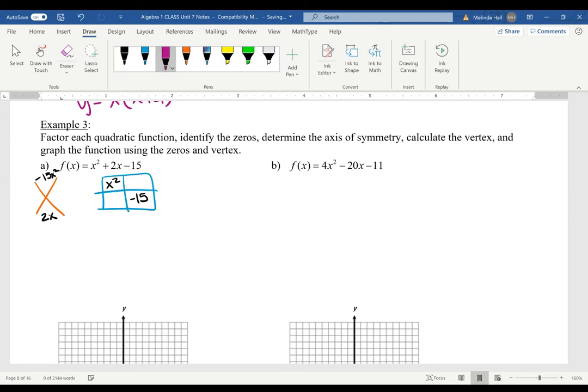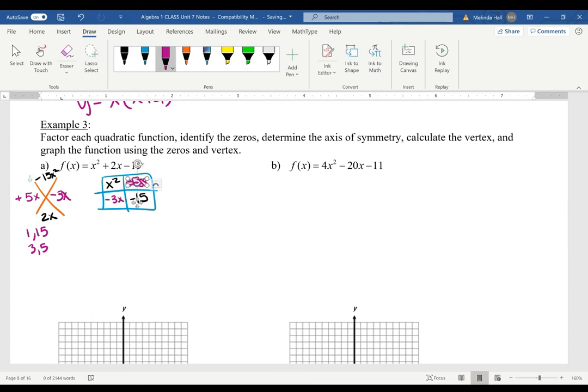And so since that is negative 15, that would be one positive and one negative. We don't know yet which ones. And to get 15, we'd have 1 and 15, 3 and 5. And in my head, that has a difference of 2, and I'm liking it. And so since it's a positive 2, I would have positive 5x and negative 3x. And so then I would put that into my box.